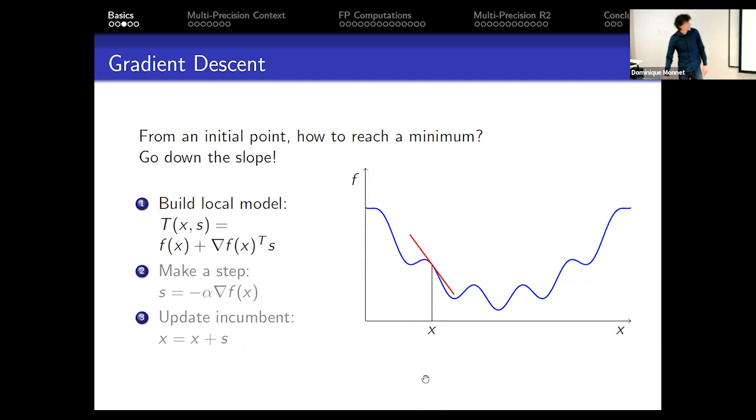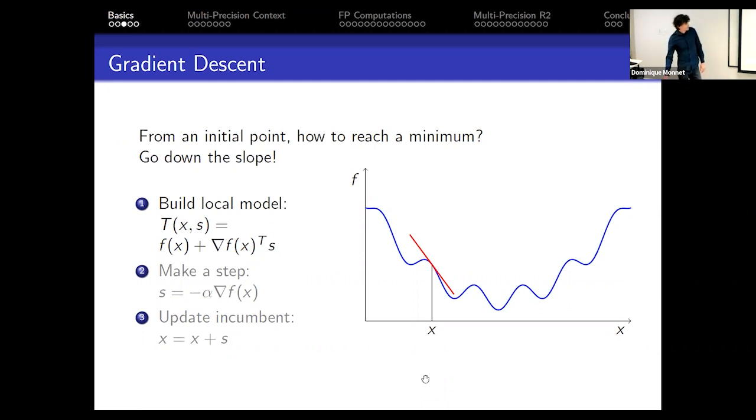So what does it mean? It means that I'm going to build the first order Taylor model, which is my slope. My slope here in red is the first order Taylor model of my objective function. We're going to call the Taylor model the local model because it approximates locally the objective function. And this model is built from the objective function and its gradient, where nabla f is the gradient.